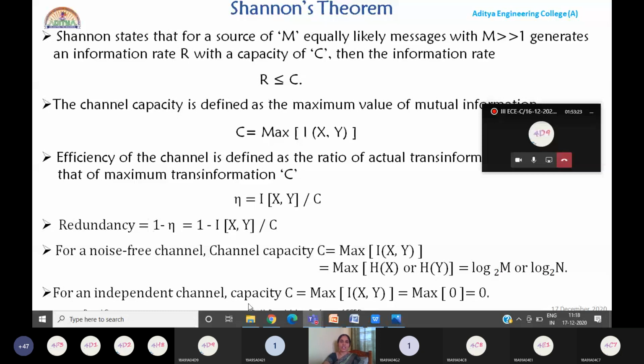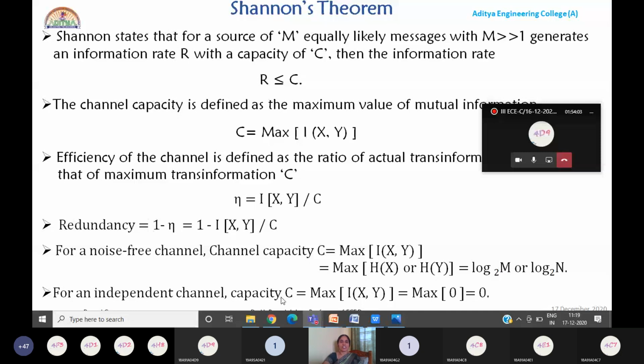So for an independent channel, the mutual information is 0. Why is the mutual information 0? Because in the case of an independent channel, we considered the joint probability as the product of individual probabilities. If you substitute, you will get H(X) directly as H(X|Y), or H(Y) as H(Y|X). But mutual information is the difference between H(X) and H(X|Y), or H(Y) and H(Y|X). So if you do that, you will get mutual information as 0.